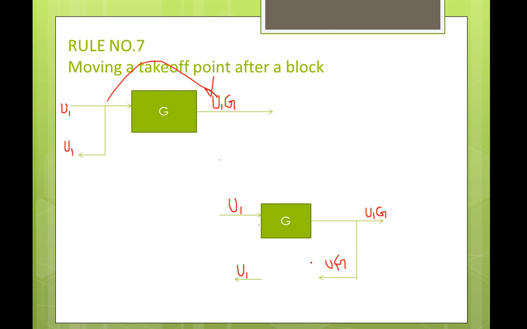So in order to get u1, what do we have to do? We have to multiply this value with 1 by g. If you multiply this u1 into g with 1 by g, you are getting u1. So whenever you are moving the takeoff point after the block, you need to add one more block which has the gain of 1 by g.